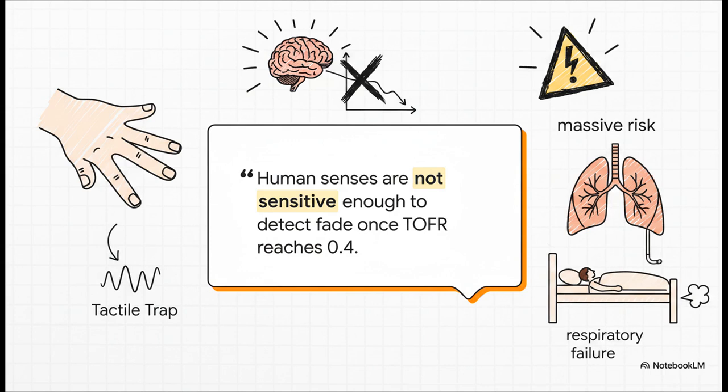Human senses are simply not sensitive enough to detect fade once the train of 4 ratio reaches about 0.4. If you're just resting your fingers on the patient's thumb, you might feel 4 strong twitches and assume, hey, they're fully recovered, when really they're sitting at a ratio of 0.6. If you extubate them then, they are at massive, massive risk for respiratory failure in the recovery room.